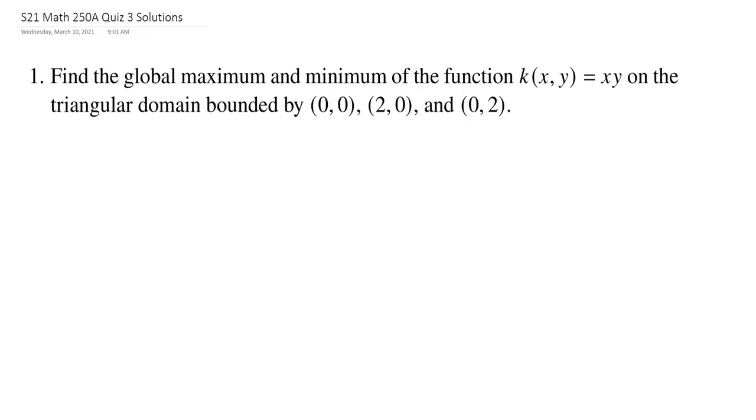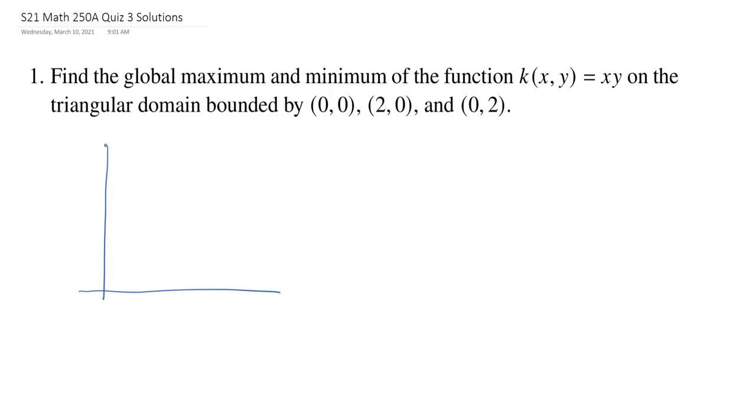In this first video, we're going to be finding the global max and min of a reasonably simple function. It's k of xy is equal to xy. And we're told it's given on a triangular domain bounded by these 3 points. So why don't we draw a picture of what it is we're looking at.